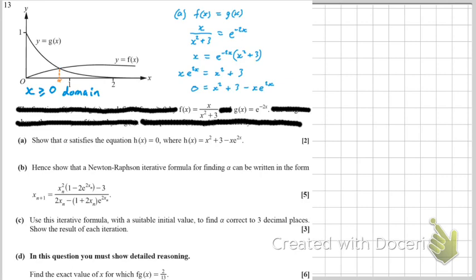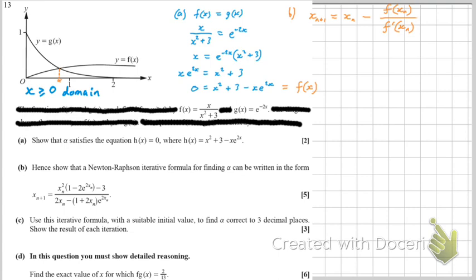So part B, hence show that Newton-Raphson gives you this iterative formula. Well, look in your formula book, and the Newton-Raphson method is given by that expression there. So we need to work out what f of x is and f dash of x. Well, Newton-Raphson, for solving this, means that you've got f of x equals 0. So there's that 0. So this thing here must be f of x.